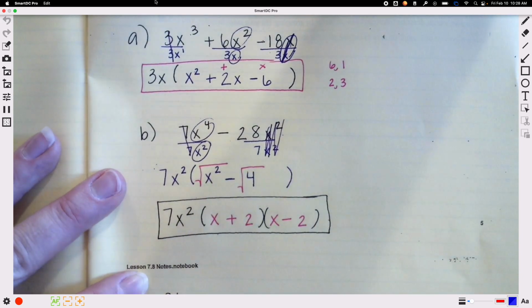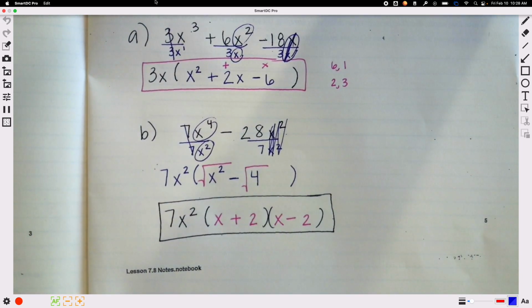Okay, now your homework is just the factor by grouping. So this is just practice for next week.